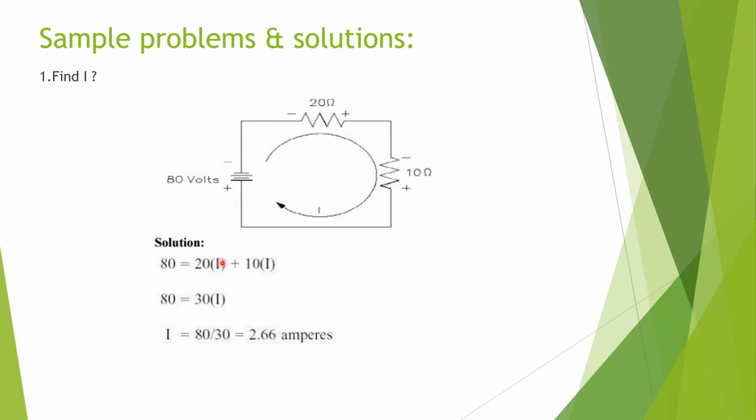So we know that this 80 volt will be equal to the voltage drop across this 20 ohm resistor and the 10 ohm resistor. So the sum of these two drops will be equal to 80 volt. So we can write 80 is equal to 20 into current through this, that is 20I, plus 10I. So we will get 80 is equal to 30I. After solving, we will get the value of I, which will be equal to 80 by 30, 2.66 amperes.